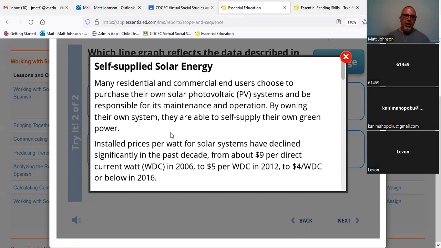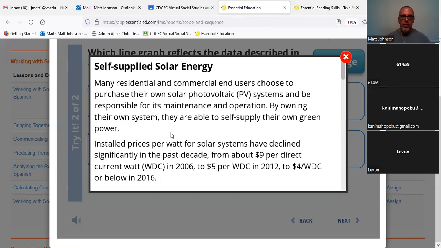So many residential and commercial end users choose to purchase their own solar photovoltaic systems and be responsible for its maintenance and operation. So basically solar panels, right? That's what we're talking about, solar energy. By owning their own system, they are able to self-supply their own green power. There's probably a lot of people in Columbus right now that wish they had some solar panels.